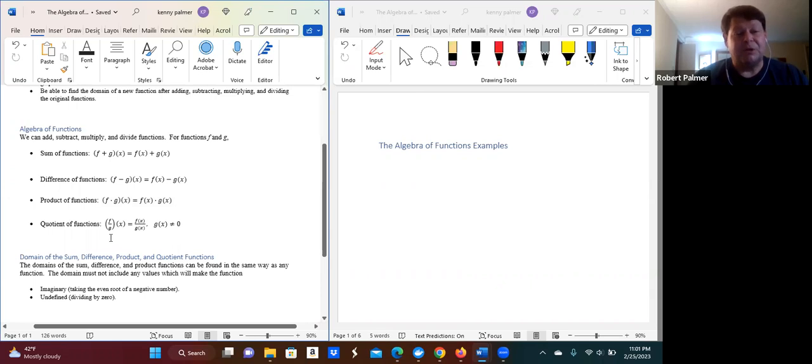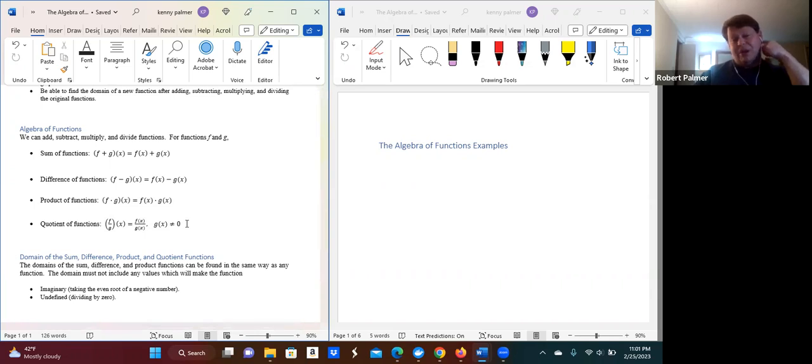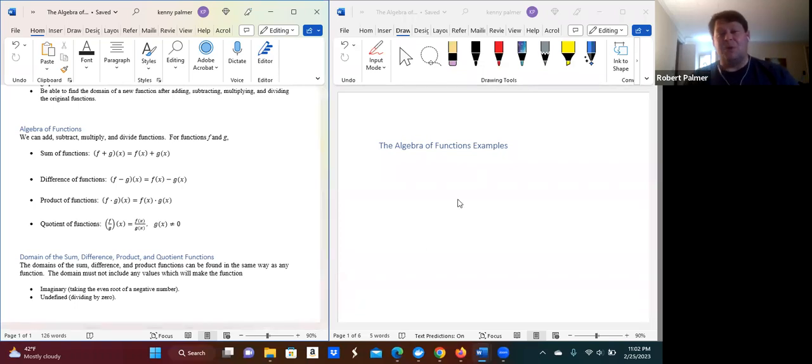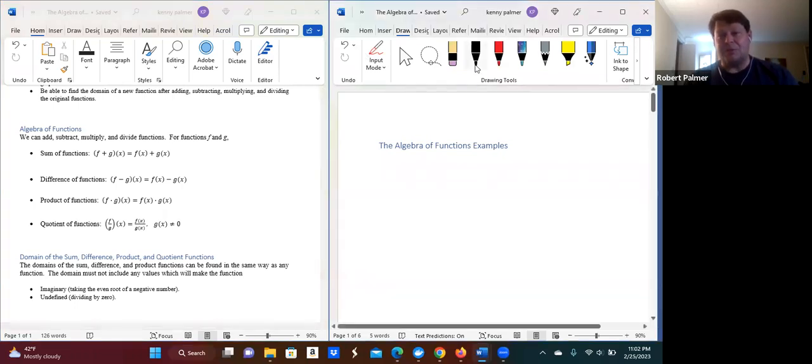And finally, quotient functions, where we're dividing the function f of x by g of x. Here, of course, g of x can't be 0 since we can't divide by 0, so we have to be careful about the places where g of x might be 0. And since order is important in dividing, the order matters in this case. So let's take a look at some examples on the right, and we'll practice with this.